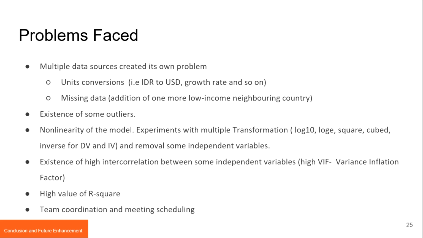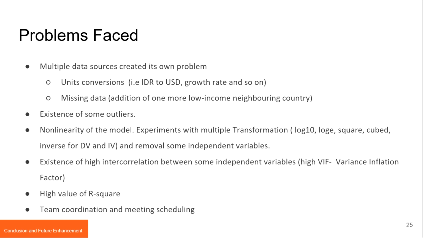There was missing data as well for low-income countries like Afghanistan, as columns like capital and energy consumption were missing. So we used a neighboring country like Uzbekistan to make the model more reliable. There were also outliers in the data. The non-linearity of the model was solved using multiple transformations like log base 10, natural log, square, cubed, inverse, and other transformations for DV and IV as well. Also, removal of some independent variables was done to make the model more reliable.